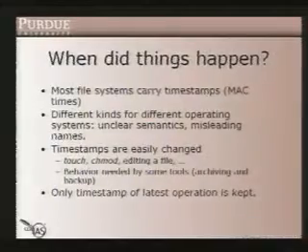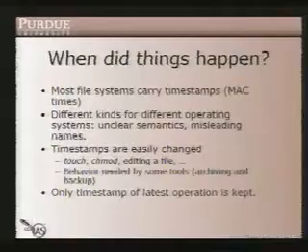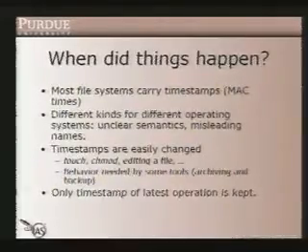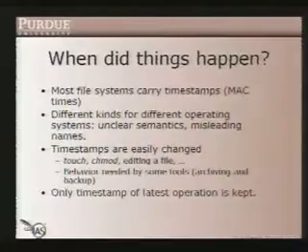Plus, timestamps are very easily changed. There are userland tools you can use. There's a touch command which changes the access time, the modification time, and the change time, the C part. You can edit a file to change the modification time, and so forth. And in addition to that, only the timestamp for the latest operation is kept. So everything that was before that is gone.